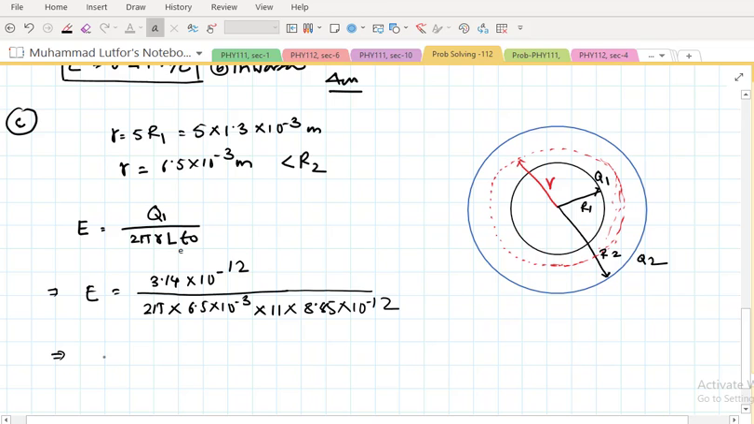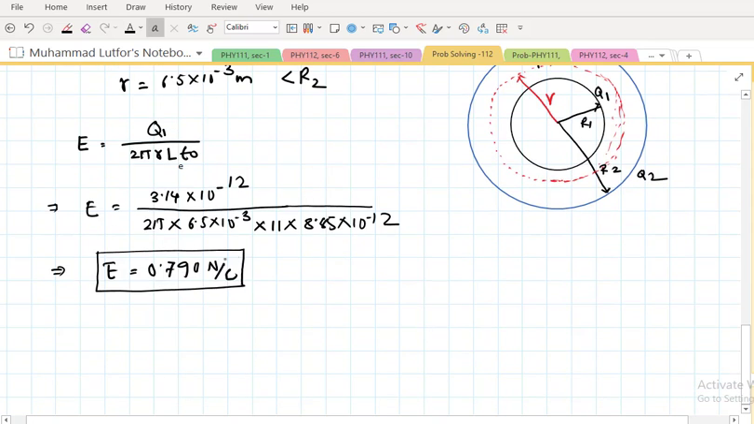If you solve this one, you will find out that E would be positive 0.790 Newton per Coulomb. Since that E is positive, definitely the direction of that electric field would be outward. So this would be the direction of that electric field for this case. So that's why your answer of the C, the magnitude of that electric field, is going to be 0.790 Newton per Coulomb, and that answer of the D would be outward.